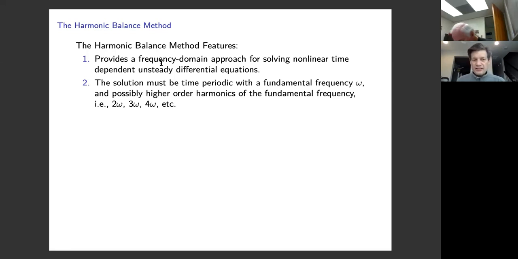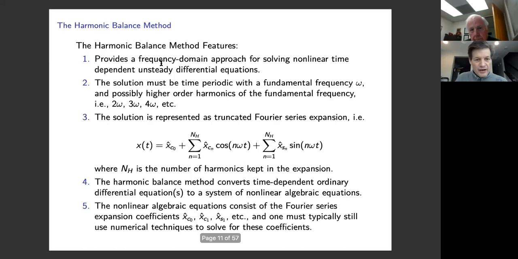So the solution must be of just a single fundamental frequency. If it's broadband or any sort of nature like that, or multiple frequencies, it won't work. It has to be of a single fundamental frequency and possibly higher order harmonics of that frequency. And this, of course, lends itself well to many aeroelasticity problems.